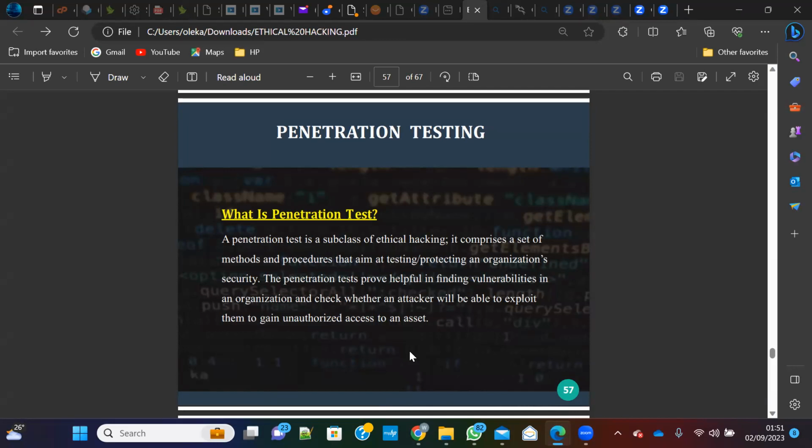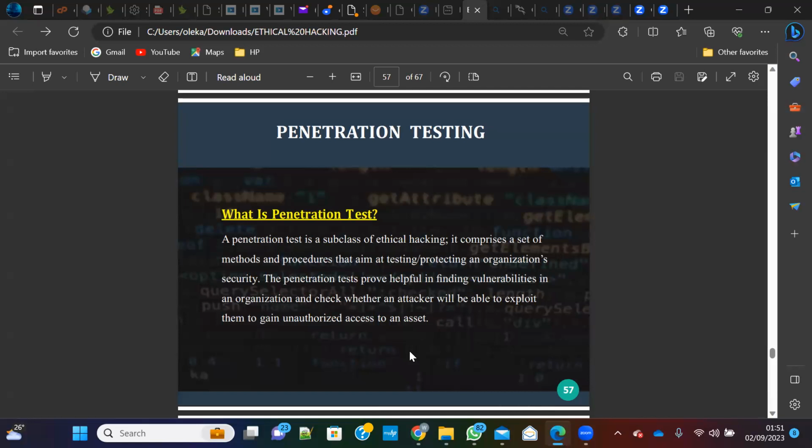Now, penetration tests and ethical hacking share a lot of characteristics, but they are not actually the same. That is the truth. Okay. So what is a penetration test? A penetration test is a subclass of ethical hacking, right?